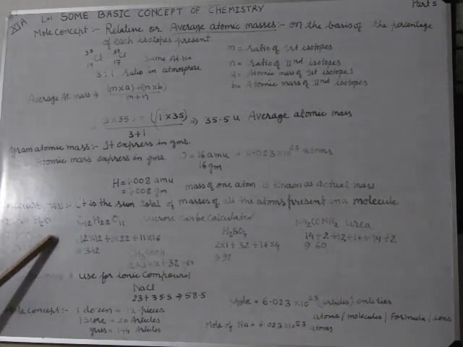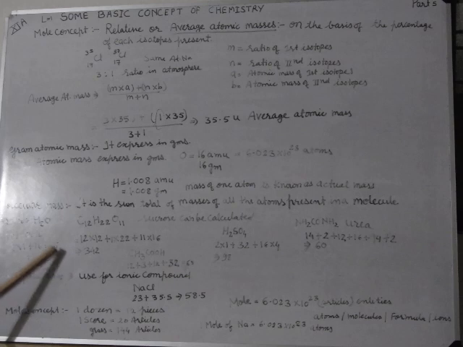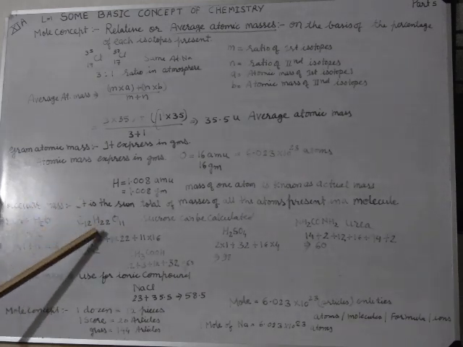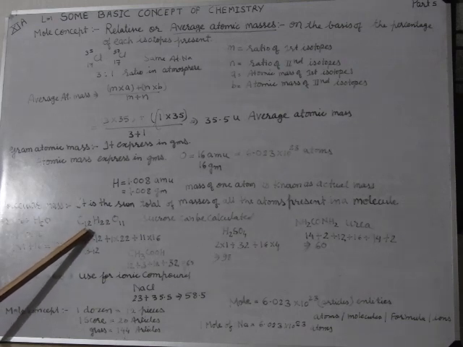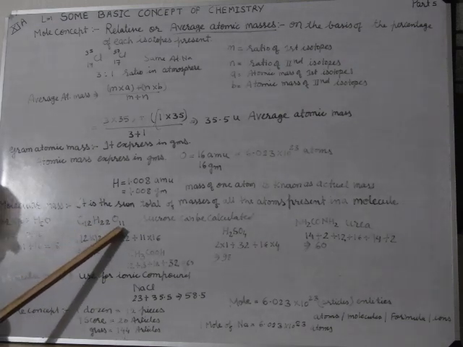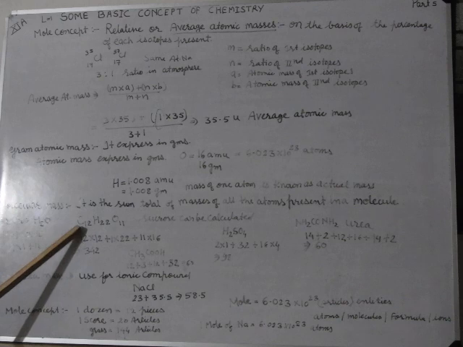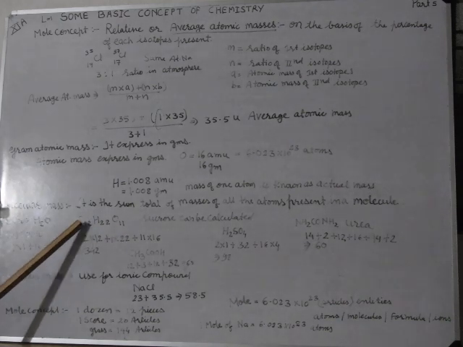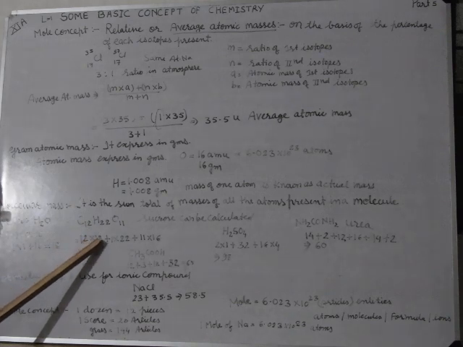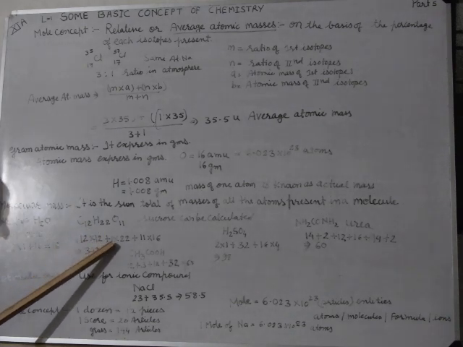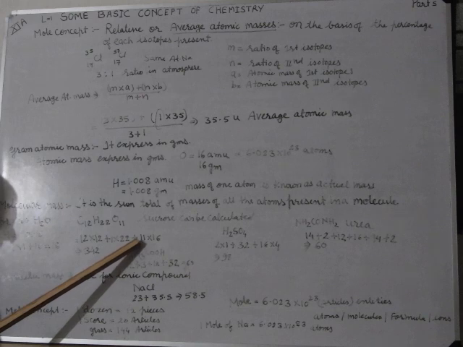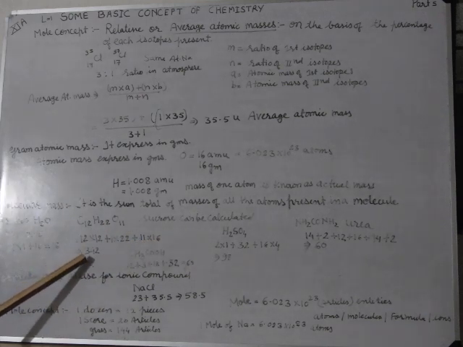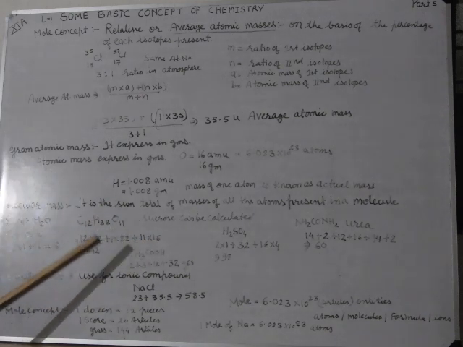So 18 is the molecular mass of water. In this way we can calculate for glucose and sucrose. Sucrose is C12H22O11: 12 into 12, carbon having 12, plus 1 into 22, plus 11 into 16, so the total is 342.